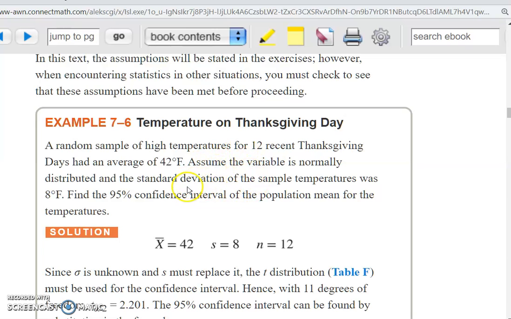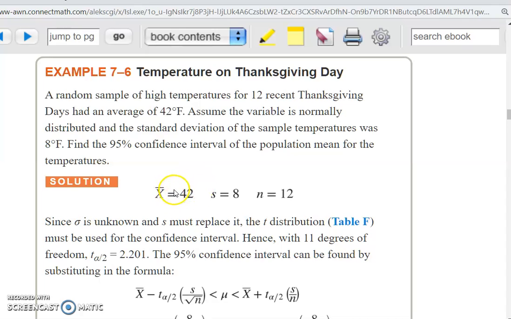So we've got the temperatures for the 12 recent Thanksgiving days. The X bar is 42. The variable is normally distributed. Okay, we want that to be true. And then the standard deviation of the sample temperatures is 8 degrees. So S is 8.